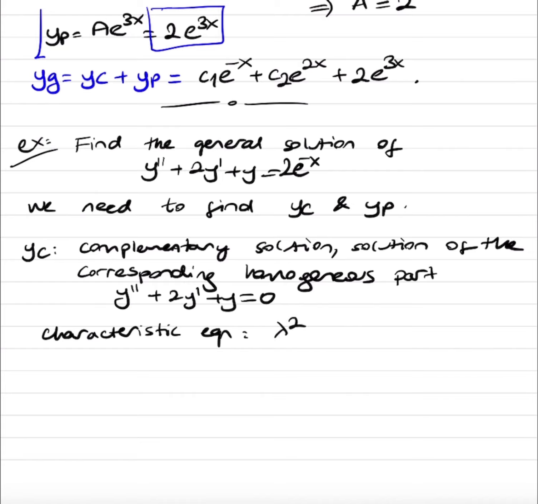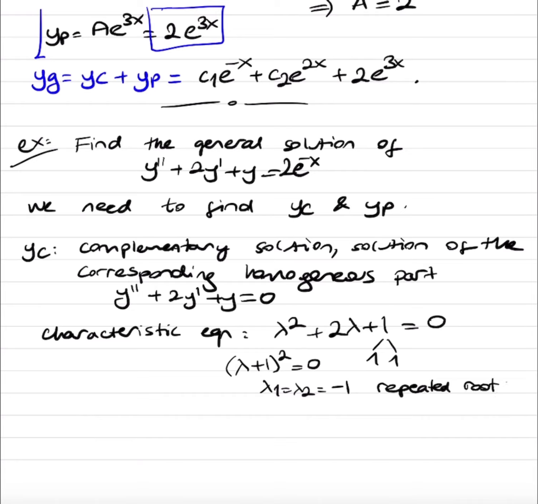In this case, it is lambda square plus 2 lambda plus 1 is equal to 0. So this is actually lambda plus 1 squared, right, is equal to 0. So we have lambda 1 is equal to lambda 2 is equal to minus 1. So we have repeated roots. And in this case, how do we write the general solution? Y complementary, the general solution of the homogeneous part, is c1 e to the power minus x plus c2 x times e to the power minus x.